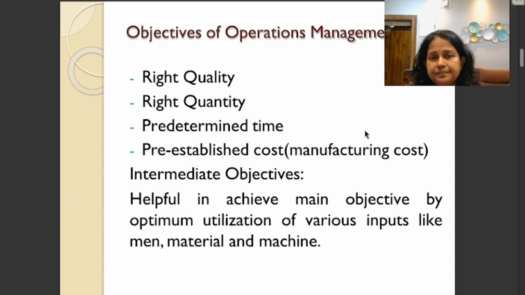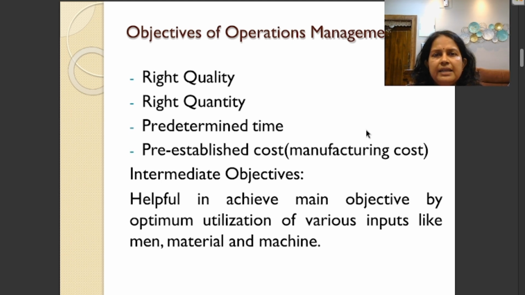Right quality means we have to fix a standard before going for the manufacturing of the product, because we have to deal with the manufacturing cost and the quality level we are providing to the customers. Quality means we have to reach the expectation level of the customers, and we have to produce a standard product which will satisfy the customers. That is the right quality.